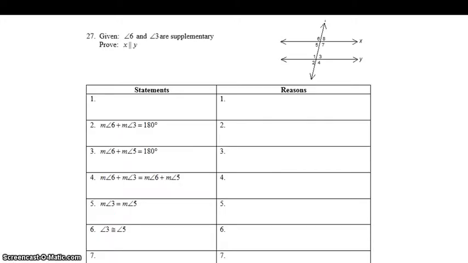Okay, and then the last one is number 27. There is no way to mark supplementary. Don't mark the prove information or you'll lose points. You only mark the given information in your picture. So there's no way to do that, so we're good there. Then the first statement is always the given, and my last statement is always what I'm trying to prove.